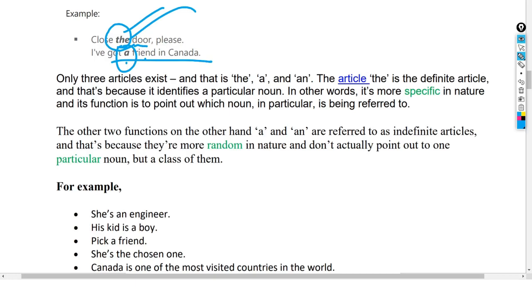Article is again subdivided into two: the definite article and the indefinite article. The definite article fixes the noun; before it the is put. In the indefinite article there are two, a and an. A comes before a noun which starts with a consonant. Now let us see friend.